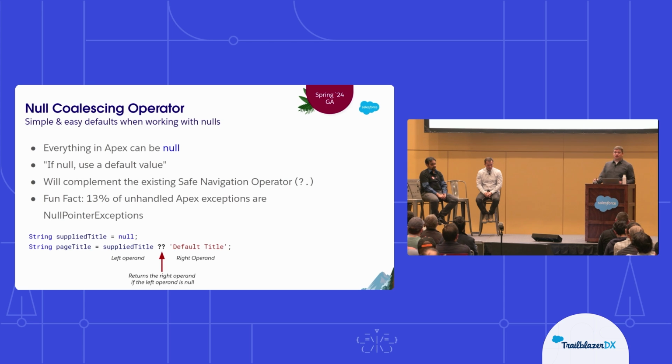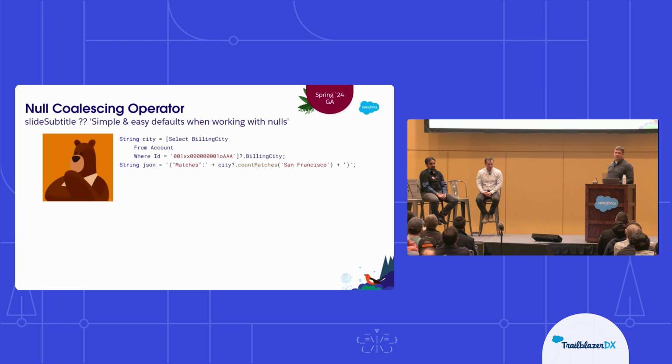In terms of syntax, it's pretty simple. If the left operand, or the left part of the statement, is null, it's just going to substitute the right part. And it's just 2 question marks. So pretty simple to use. But let's look at an example.